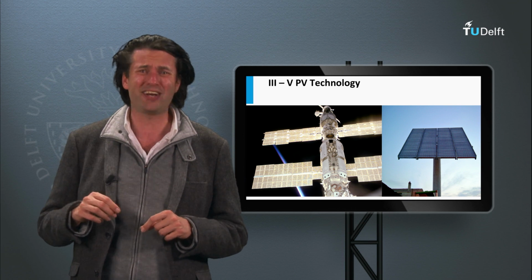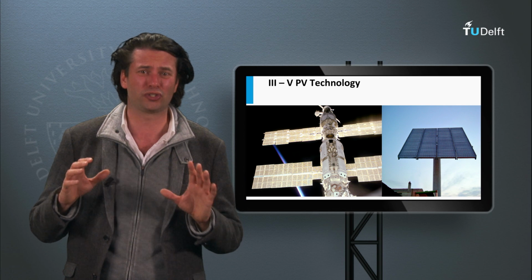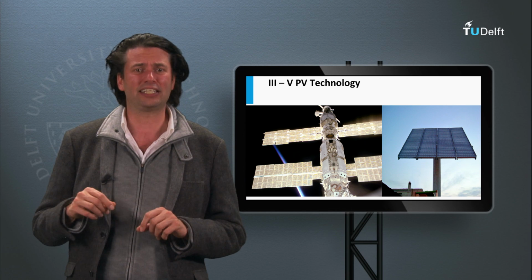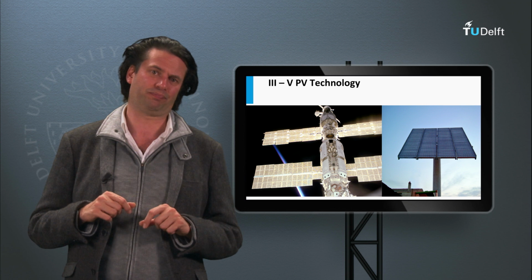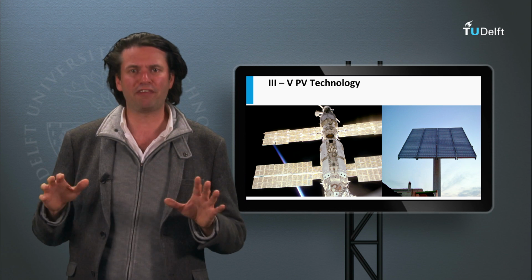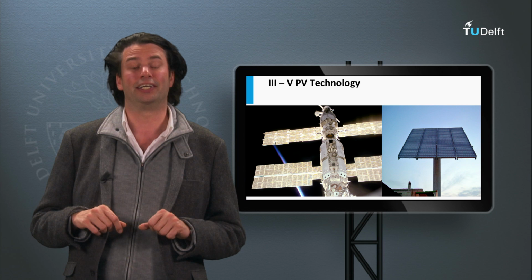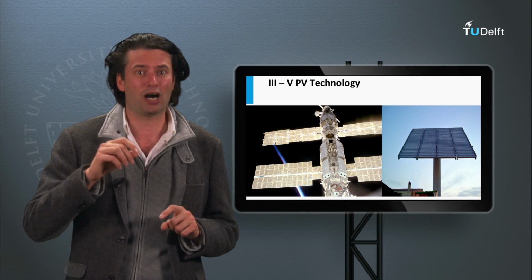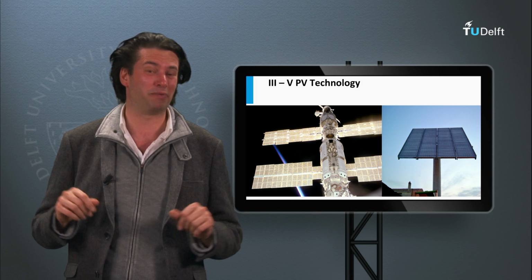44.1% under 942 suns concentrated sunlight conditions, as achieved by Solar Junction. This was a quick overview of the III-V PV technology. In the next block, we will talk about thin film silicon PV technology.